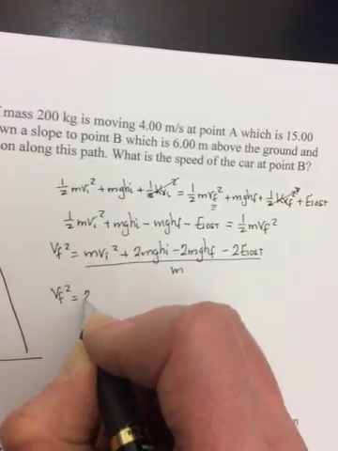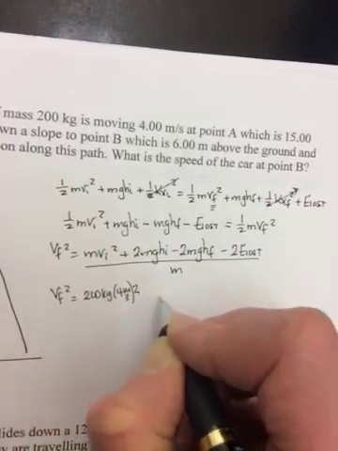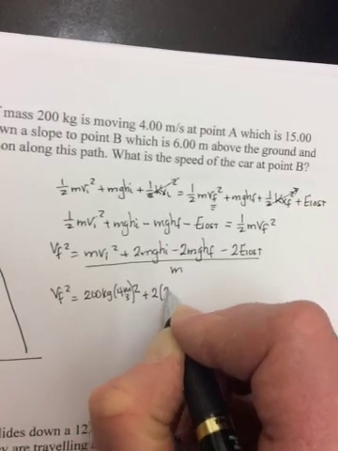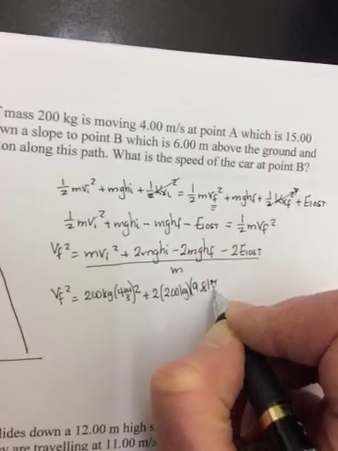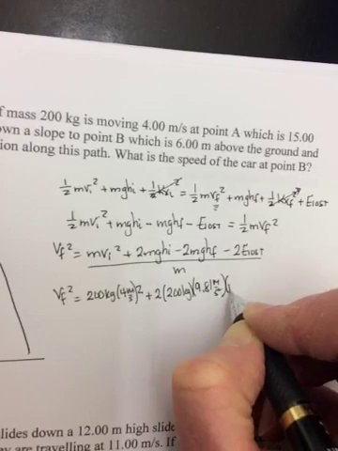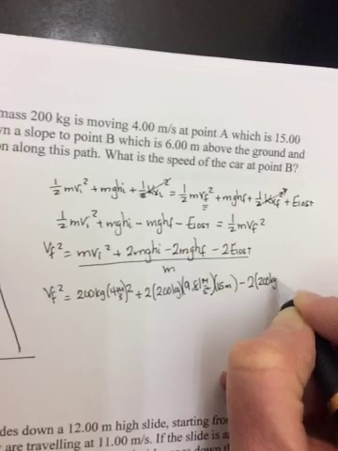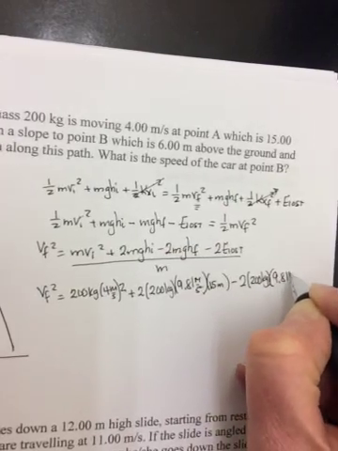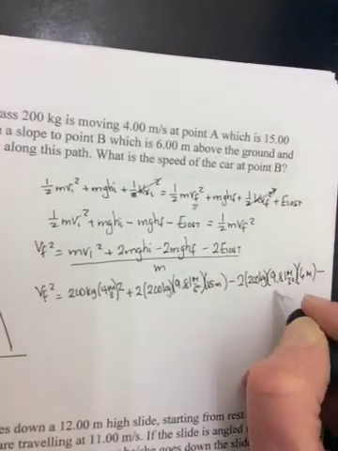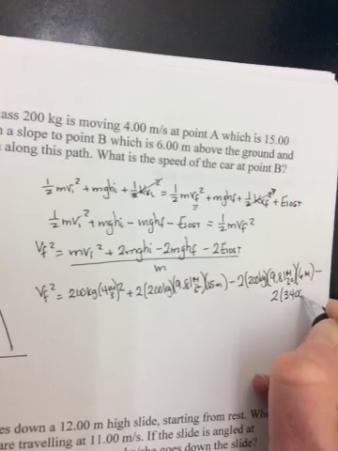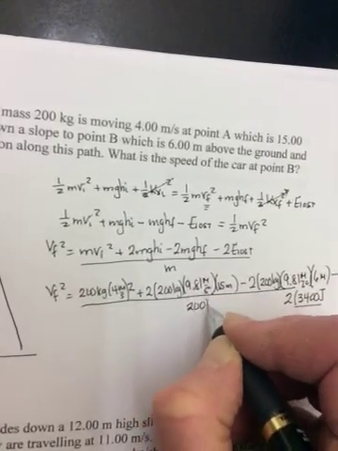So now fill your numbers in. The M is 200 kilograms. Initial speed 4 meters per second, and that gets squared, just the V. Plus 2 times 200 kilograms times 9.81 meters per second squared times 15 meters, minus 2 times 200 kilograms times 9.81 meters per second squared times 6 meters, minus 2 times 3,400 joules. And then you're dividing all of this by 200 kilograms.